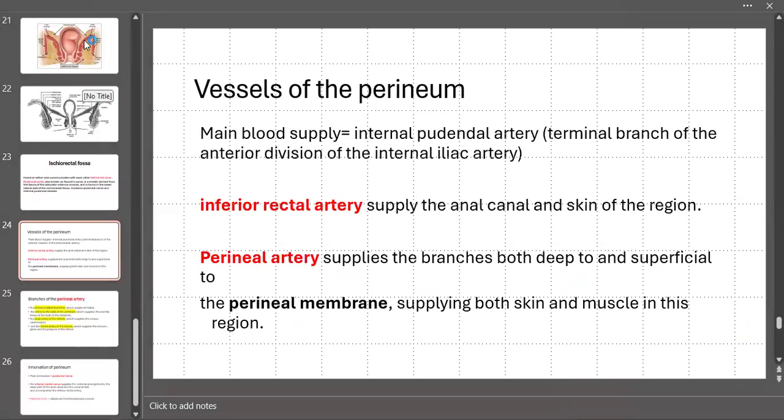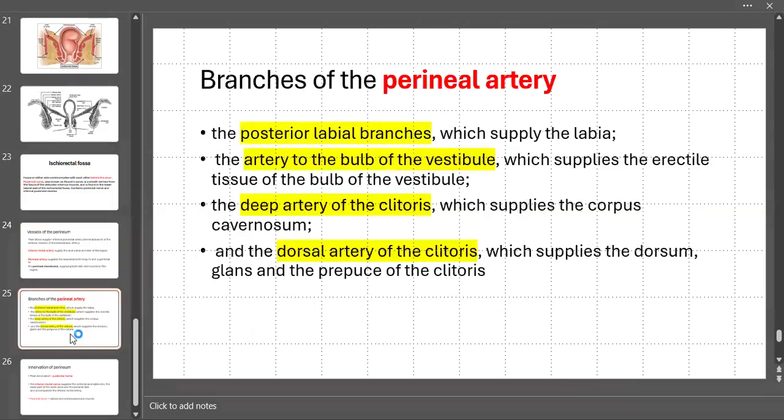So almost everything in the perineum is supplied by the pudendal nerve and the internal pudendal artery. Almost everything. So the blood supply is from the internal pudendal artery. It's the terminal branch of the anterior division of the internal iliac artery. Inferior rectal is supplying the anal canal and the skin of the region. Perineal is supplying with branches deep and superficial to the perineal membrane, supplying both skin and the muscles in the region. So everything is covered from the internal pudendal vessels.